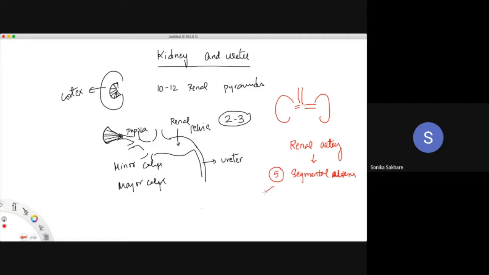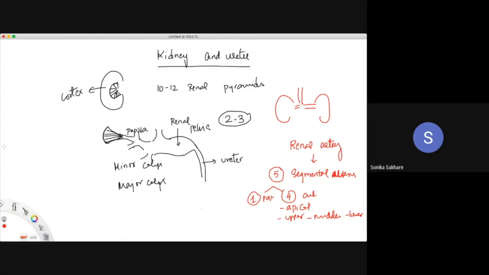Out of five, one is posterior and the rest four are anterior. Is that clear? Yes. Okay. So we have five segmental arteries. That is, in each kidney the artery is divided into four anterior and one posterior branch. What are the names of the four anterior branches? One is called the apical. Then we have the upper, middle, and lower. It just corresponds to the part of the kidney that they supply.